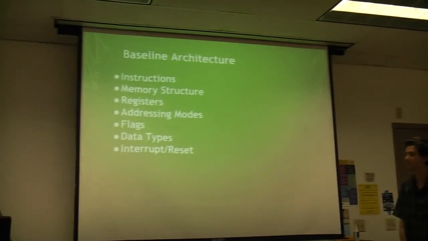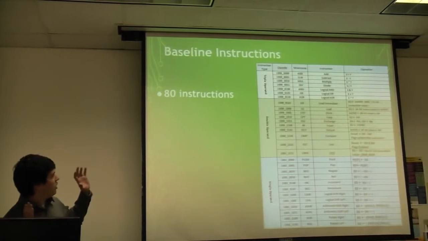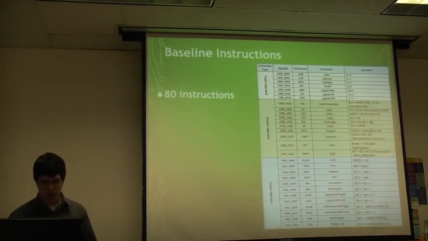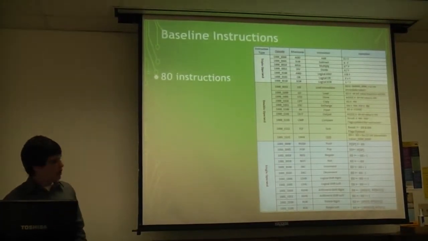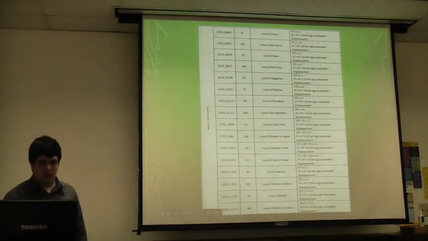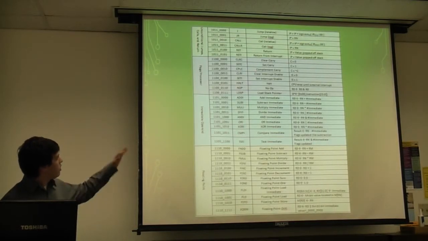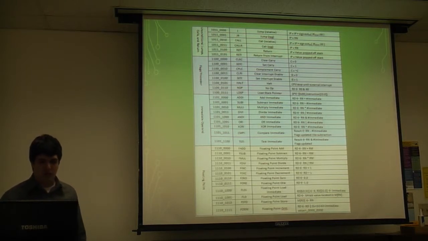All right. So to start, we start with 80 baseline instructions. This includes triple, double, and single operand instructions. Hopefully all of you are familiar with what that is. And then conditional jumps with all the unconditional jumps, immediate operands, flags, and floating point operations.